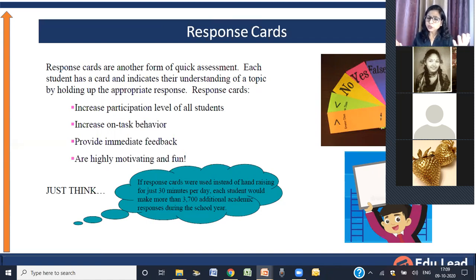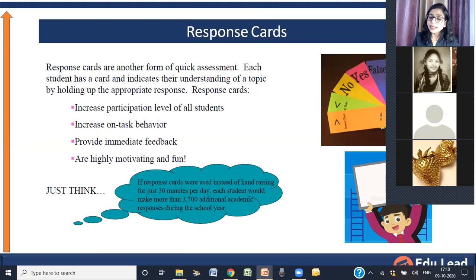If they have to choose between two, or if they have to write down a subjective answer, you can always give them a small whiteboard that they can carry with them, or a small, transparent L folder in which they can put a white sheet that becomes a whiteboard, and they can write with a marker pen and show you the response.